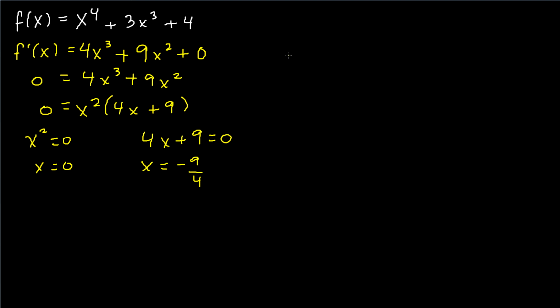-9/4. So we draw our little number line again. All right, this time we have -9/4, which is the same thing as -2 1/4. And then we're going to have 0 somewhere in here. So we're going to be using simple numbers again. So I'm just going to use -3. I'm going to use -1 here, and I'm going to use a 1, right? Because I like to make my life easy.